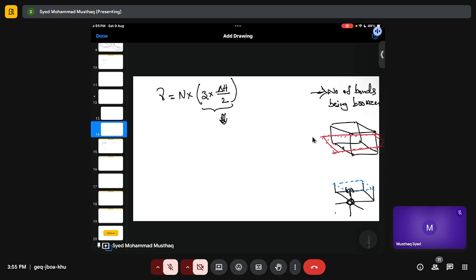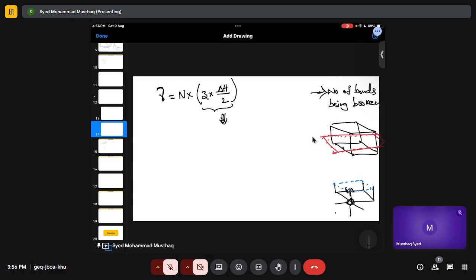So that's how I can take surface energy to be equal to N times Z into delta H by 2. Or you can just remove that Z and say that delta H is only for the breaking energy of one bond. Then you can just take out this term. There is no need for the coordination number here. Okay, I hope I am clear.